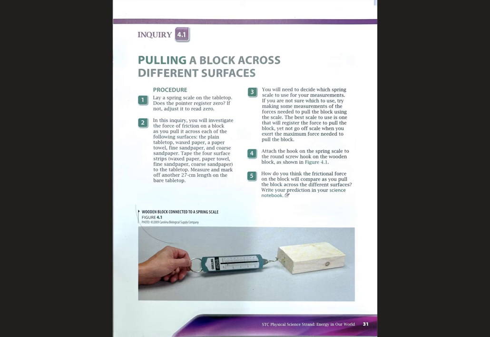All right, so first thing in your science notebook, how do you think frictional forces on the block will compare as you pull the block across the different surfaces? Write your prediction in your science notebook. So in your science notebook, answer that. How do you think friction, or the frictional forces on the block, will compare as you pull the block across the different surfaces? So go over here where it talks about the different surfaces and how do you think the frictional forces will be different for the different surfaces. All right, so pause the video and make that prediction in your science notebook.